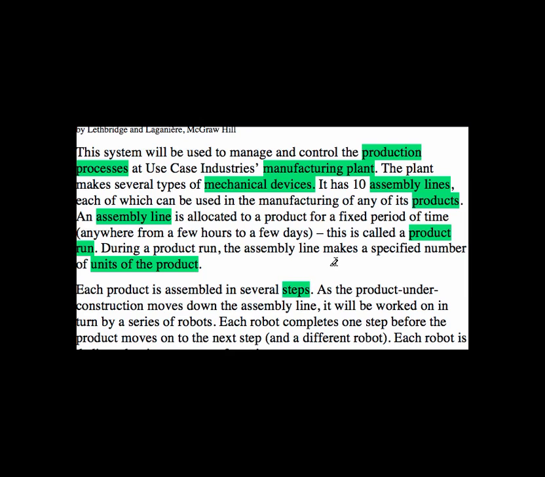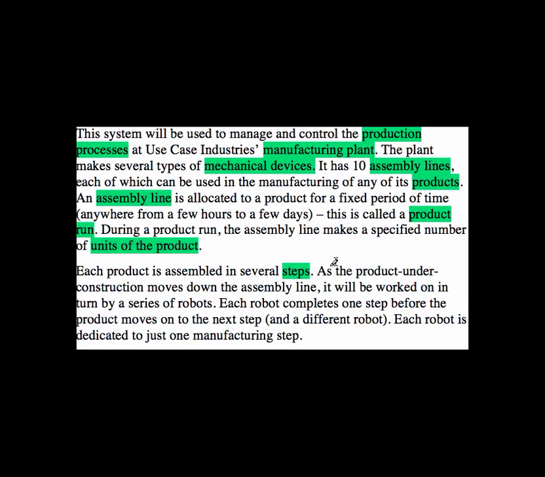As the product under construction moves down the assembly line, it will be worked on in turn by a series of robots. So that's another possible class as well. Each robot completes one step before the product moves on to the next step. So we've got this notion of steps again, and a different noun, robot. Each robot is dedicated to just one manufacturing step. Again, the notion of step.